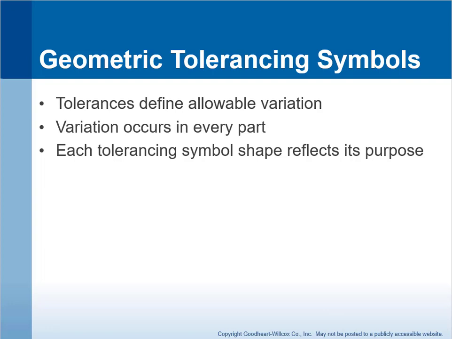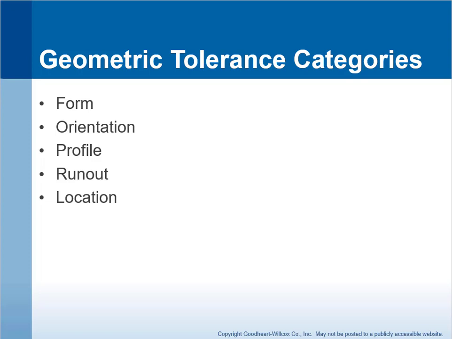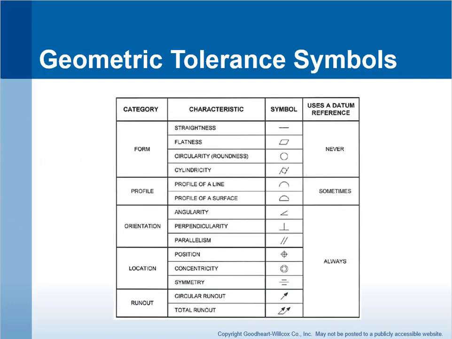In geometrics, we are talking about four things. We can talk about what a form tolerance is. There are four categories: form tolerance, orientation tolerance, profile tolerance, runout tolerance, and then locational tolerances. These are the four categories of geometric tolerances. The symbols that we're going to use for those categories are shown in this slide right here.